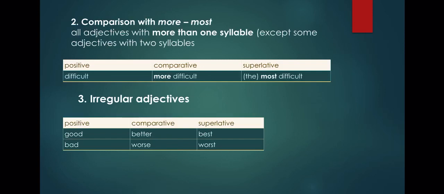Irregular adjectives. You have two irregular adjectives. You have the word good. Good in the comparative changes into better. In the superlative, it would be best, the best. So you should memorize these two adjectives because they are irregular. Bad, we change it into the comparative, which becomes worse. And in the superlative, it becomes the worst. So we change it completely. This is why we call them irregular adjectives.